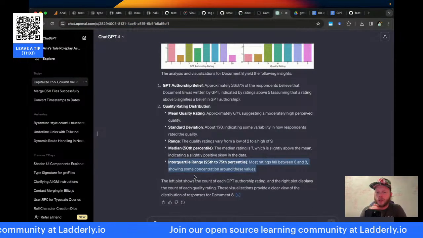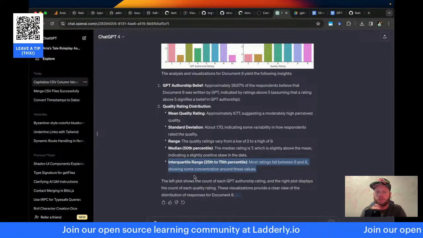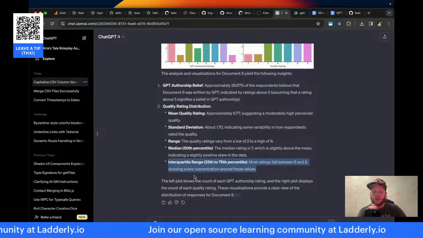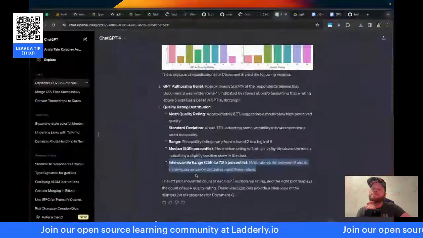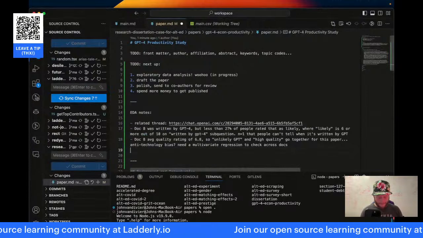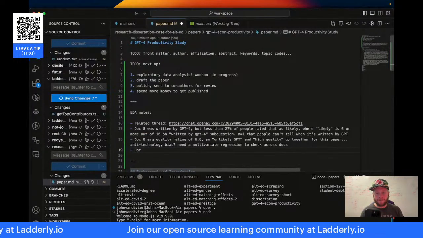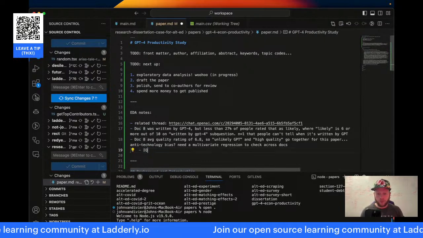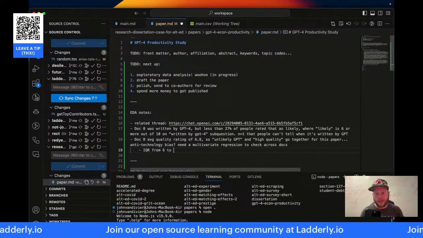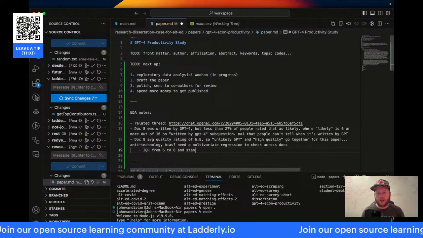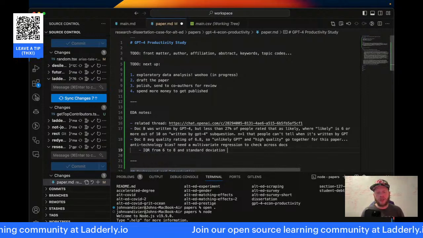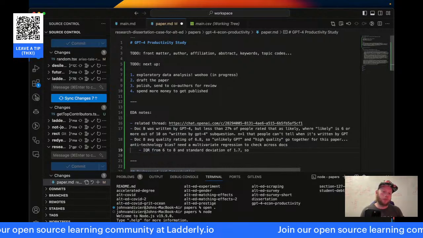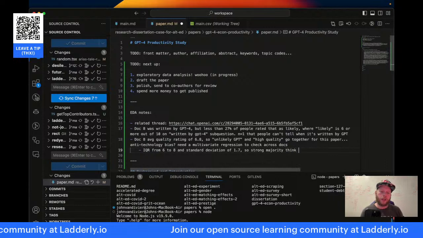So the IQR is 6 to 8. So basically everyone thinks it's good. Okay. IQR from 6 to 8 and standard deviation of 1.7. So strong majority think it's high quality.